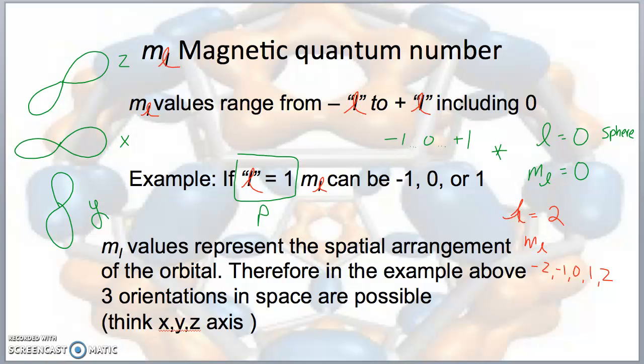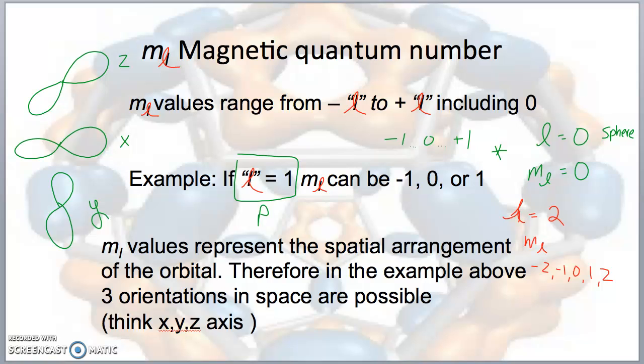The next quantum number is called m sub l, and technically it's called the magnetic quantum number, but I like to think of it as the number of spatial arrangements. We determine m sub l from our l value. m sub l values range from negative l to positive l, including 0.